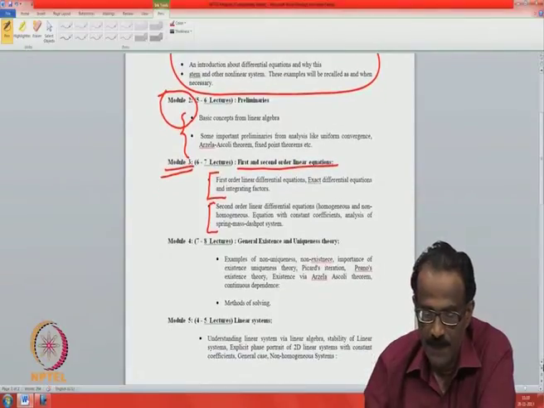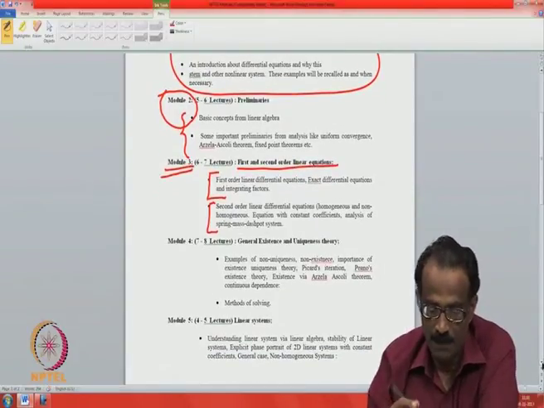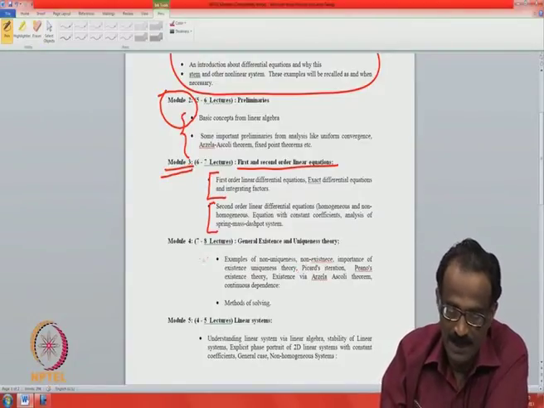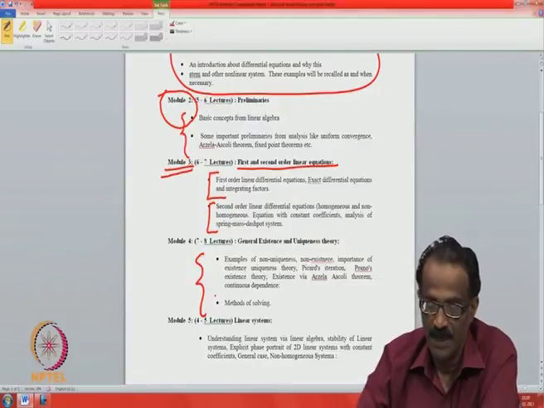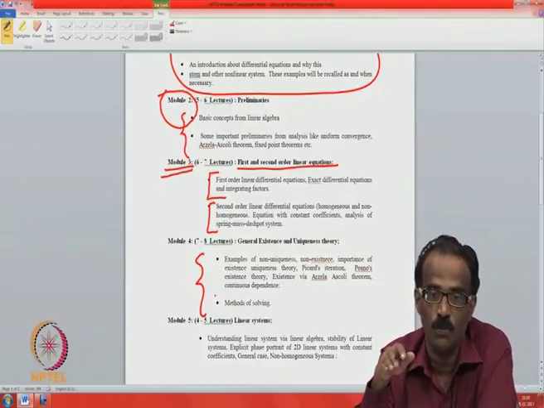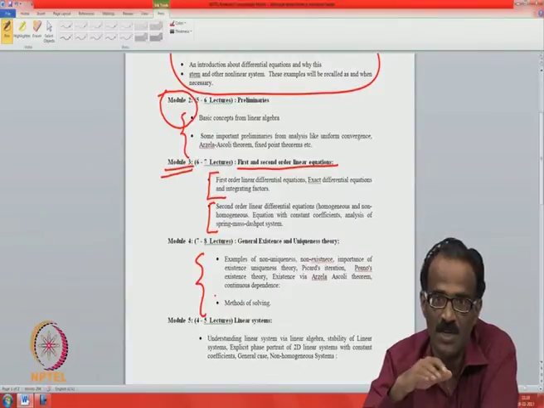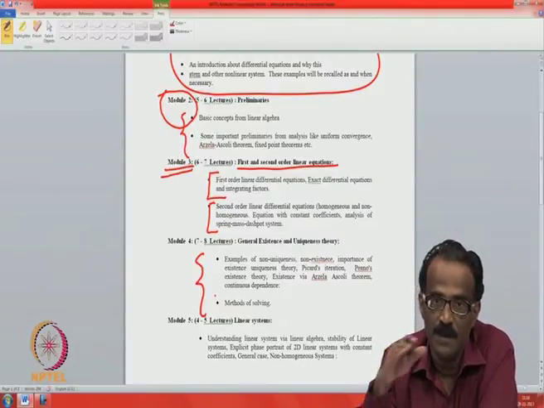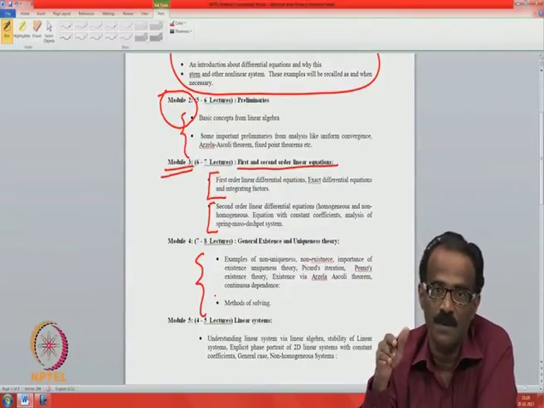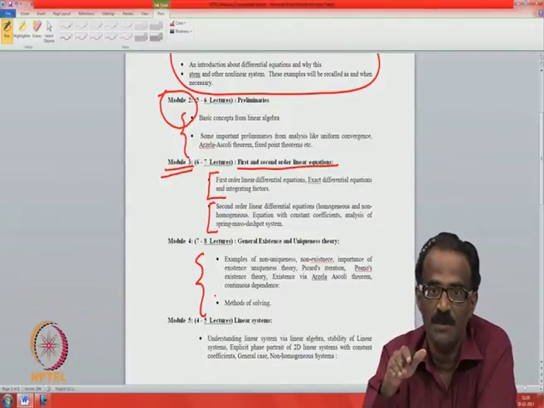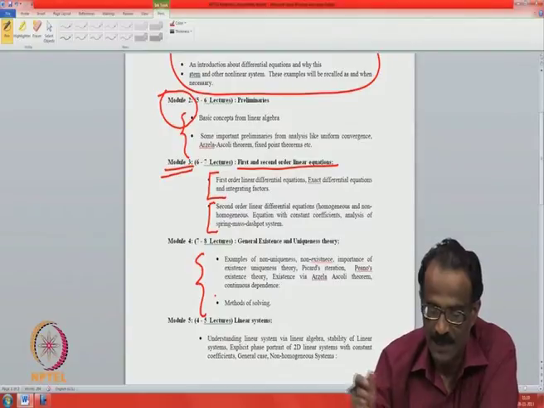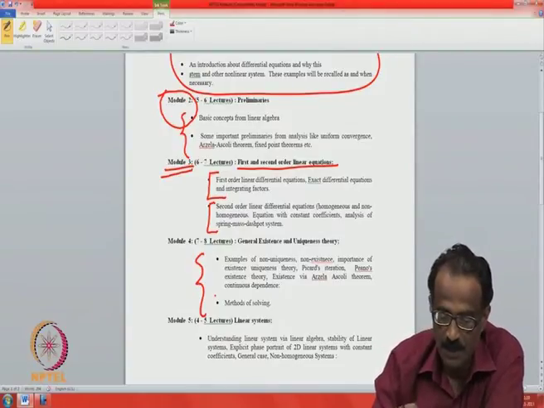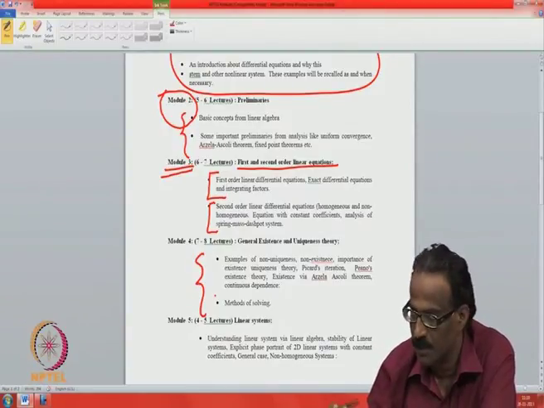And then we will see some part of the theory, namely the general existence and uniqueness theory. So basically we will give you different methods to prove existence, uniqueness, and continuous dependence. We will start with the first order equations, but then we will also go to the next thing, and there are different methods. We will also introduce some methods of solving.